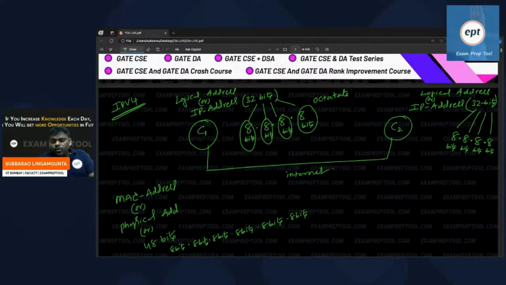Two computers that want to communicate on the internet will communicate through an IP address. An IP address is 32 bits according to the IPv4 version, divided into 4 octets. It is the logical address because it is not there inside the computer or the mobile; it is outside. The inside address is called the MAC address, also called the physical address, which is 48 bits divided into 6 octets.